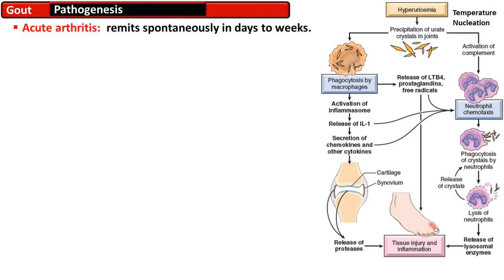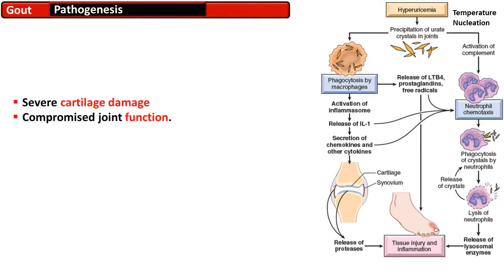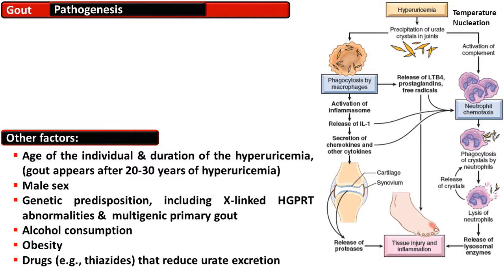Acute arthritis remits spontaneously in days to weeks, and if there is repeated effect of this acute arthritis, there is formation of tophi, which are aggregates of monosodium urate crystals and the inflammatory tissue which is present in inflamed synovium and periarticular tissue. Ultimately, there is severe cartilage damage and disability of the joint due to all this pathogenetic mechanism.